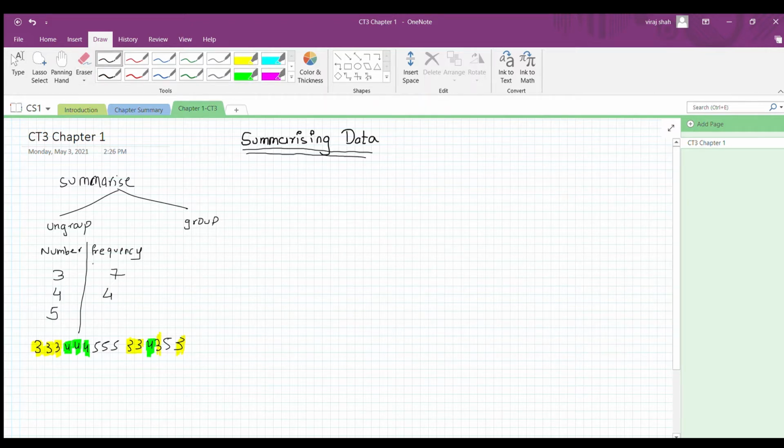Similarly, calculating it for 5. 5 occurs 1, 2, 3, and 4 times. So writing it down, it occurs 4 times. So this is how ungrouped is done. Grouped is further divided into two parts. So it can be classified as exclusive group and inclusive group.